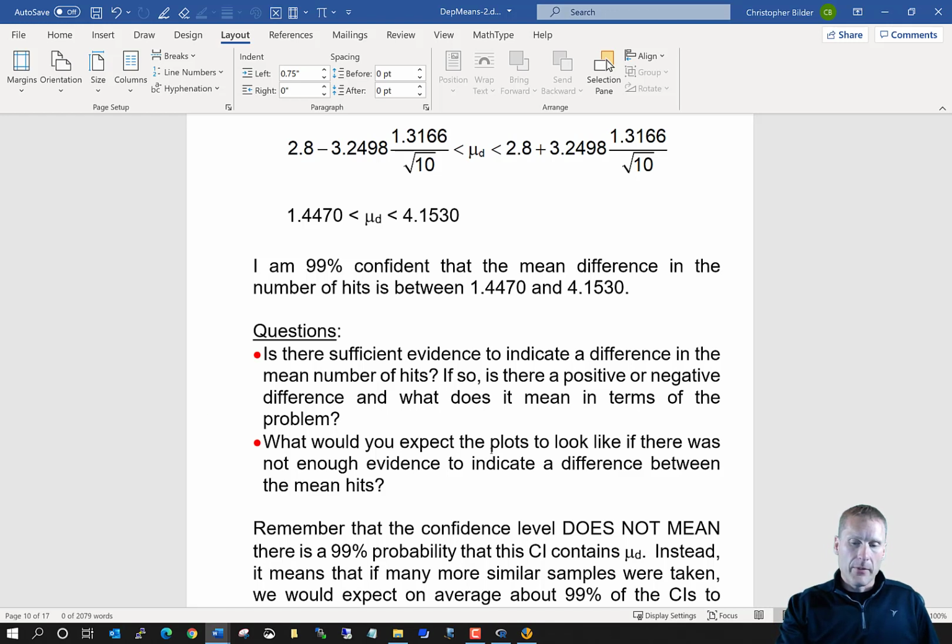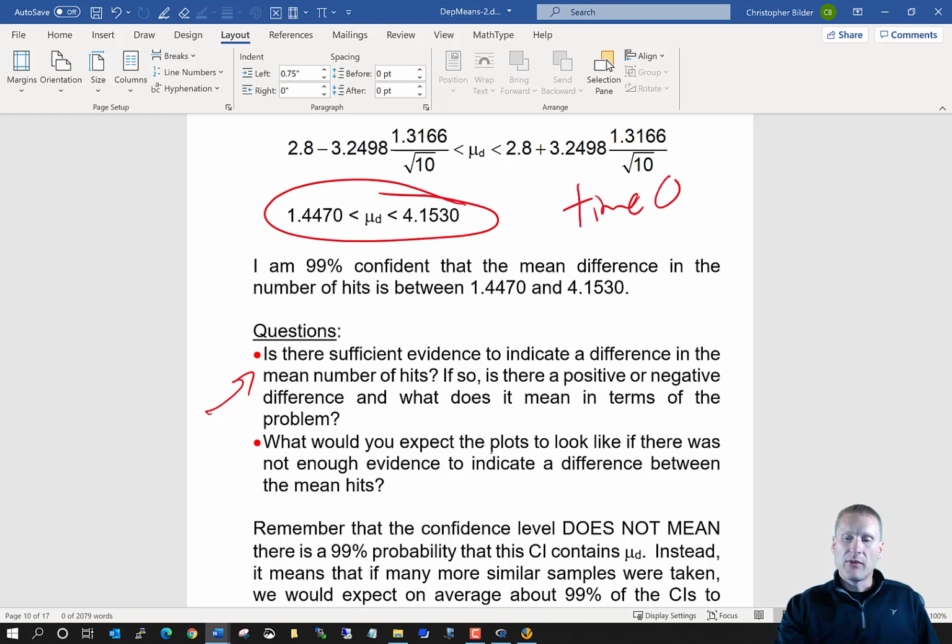So, some questions then. Is there sufficient evidence to indicate a difference in the mean number of hits? Yes, there is. Notice the difference is always positive. And again, since I'm taking time 0 minus time 4 to find these differences, that means time 4 is lower than time 0. Something's happening here. Maybe alertness, or one's ability to make these judgments, is decreased for some reason from taking this drug.